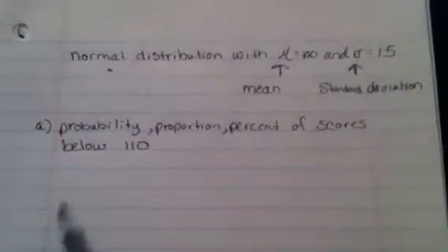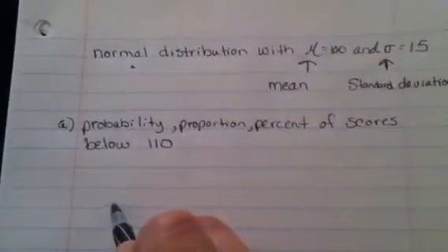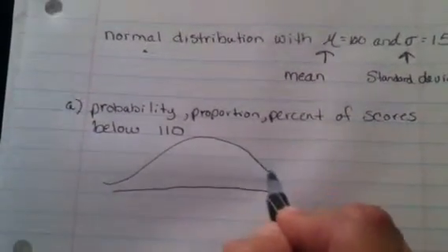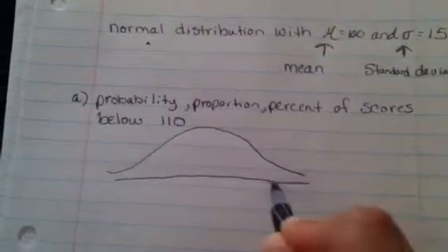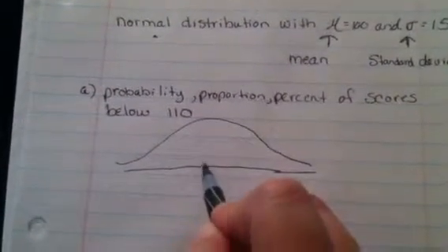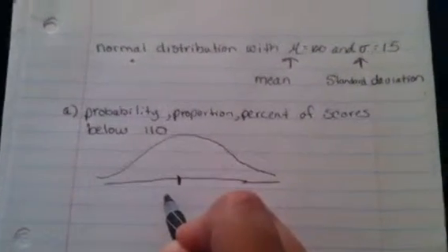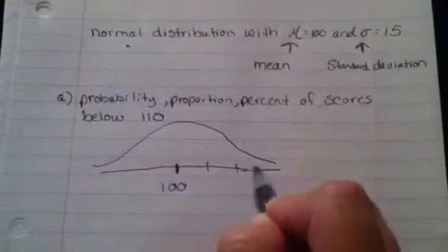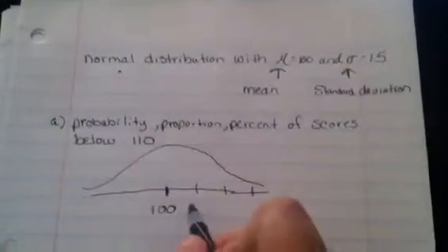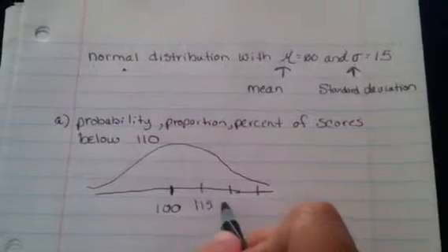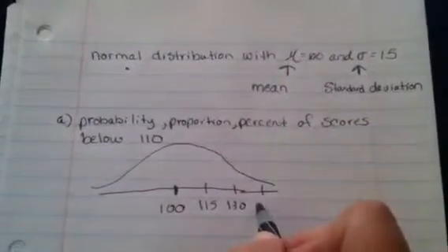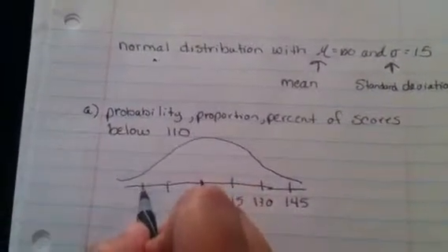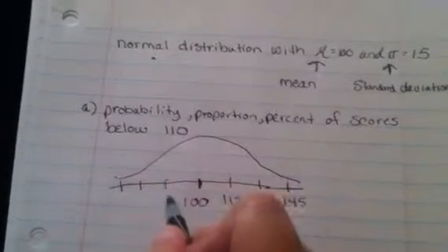Scores below 110. To get a visual reference, let's draw a normal curve. I'm doing the best I can with my normal curves. They're not always the prettiest things. Now, in the middle, I'm always going to have my mean, and my mean is 100. And then I'm going to have 3 standard deviations above my mean. So add 15, add another 15, and add another 15.